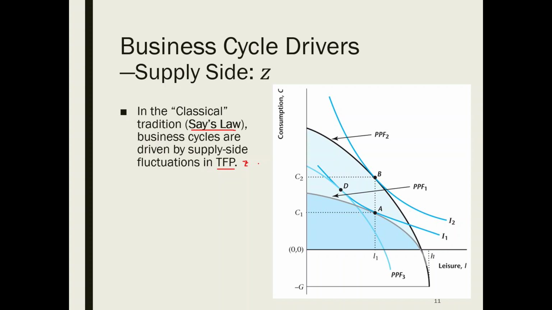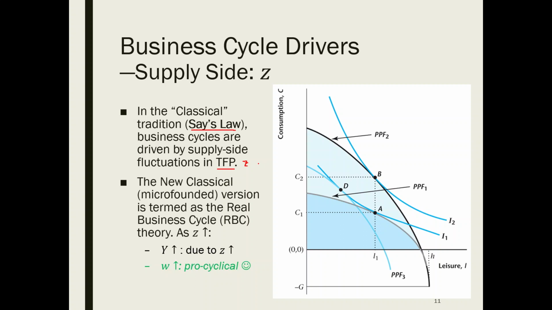The classical or micro-founded version of Say's law is termed the real business cycle, or RBC, model. Our static model is actually a simplified version of the RBC model because the complete version also has dynamic features, but our version is only static. Based on the intratemporal conditions and the constraints we have derived, we can see that if productivity Z rises, the PPF will shift from the lower position to a higher position.